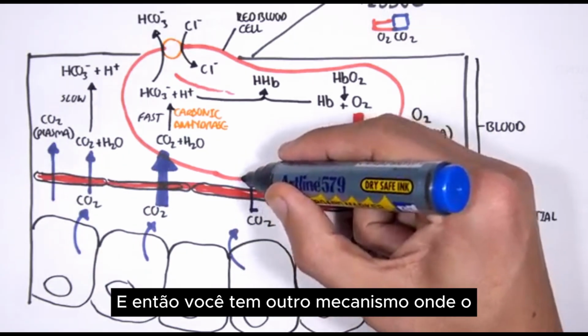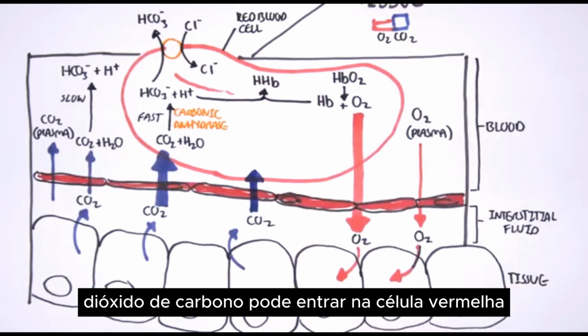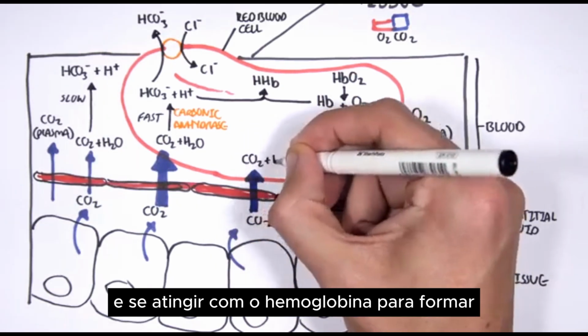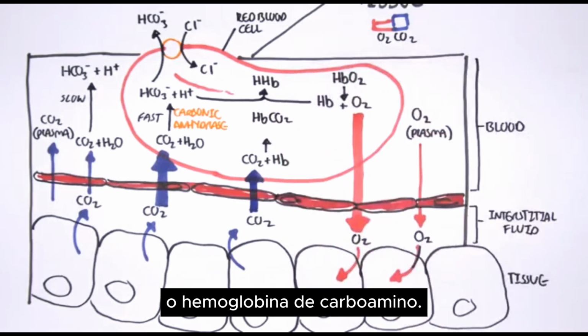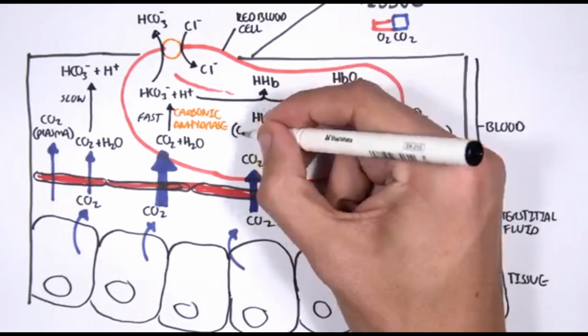And then you have another mechanism where the carbon dioxide can enter the red blood cell and actually attach with hemoglobin to form carbaminohemoglobin.